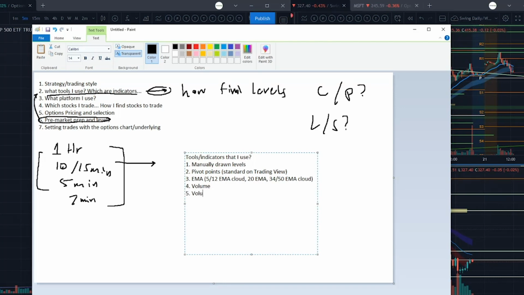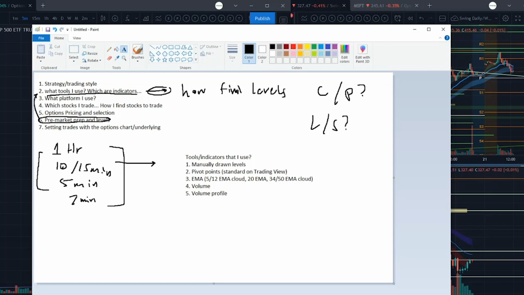Let's just go volume profile. I think based on the understanding off the top of my head, those are the main things that I use. So let's go over these individually, how to set them up, and how I use them for my pre-market levels and ideas throughout the day. How this correlates to this.